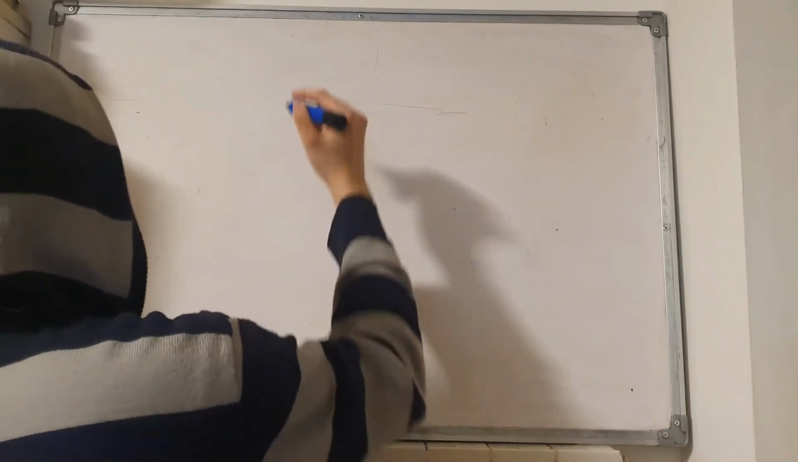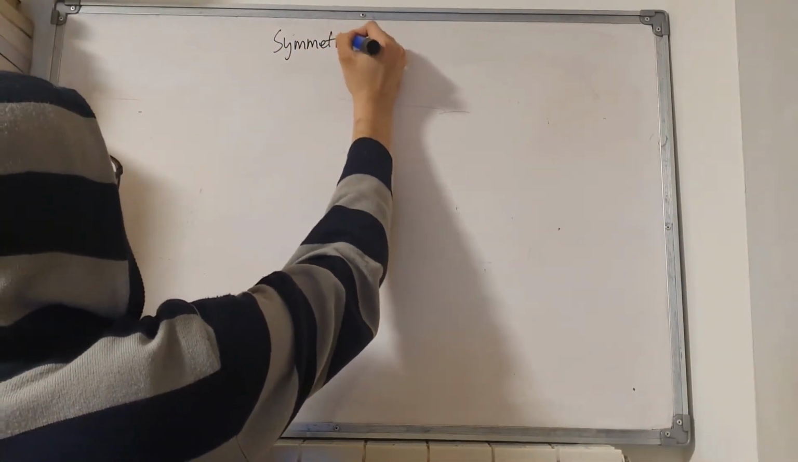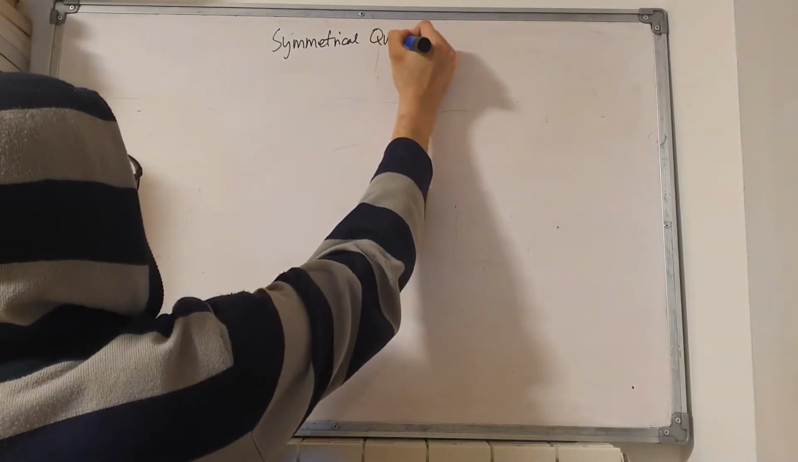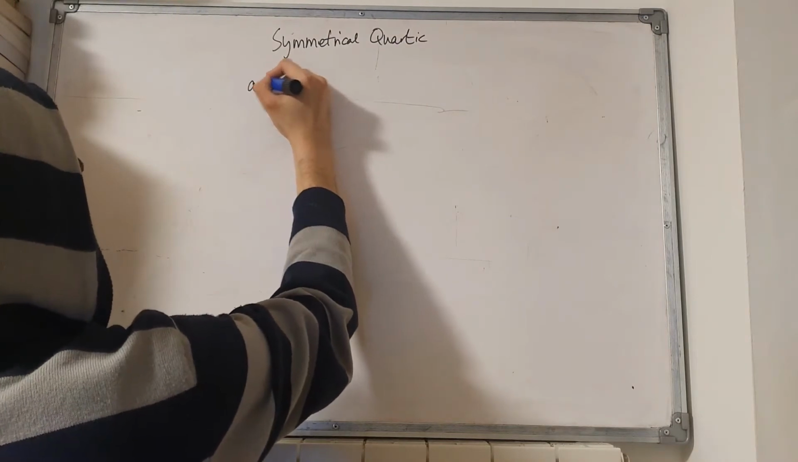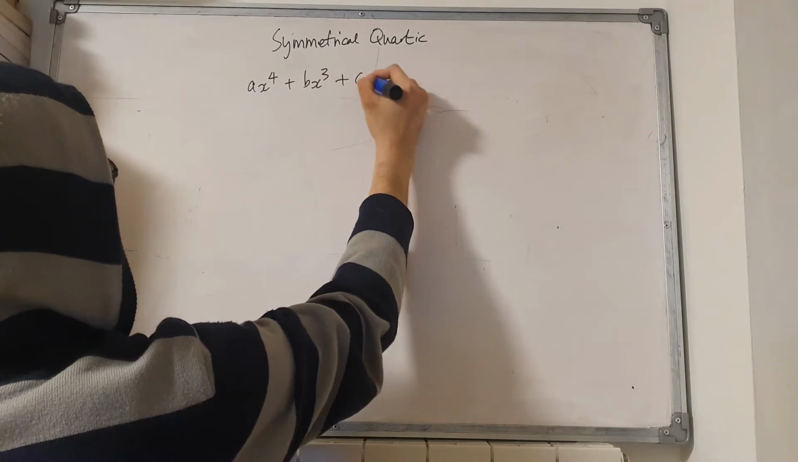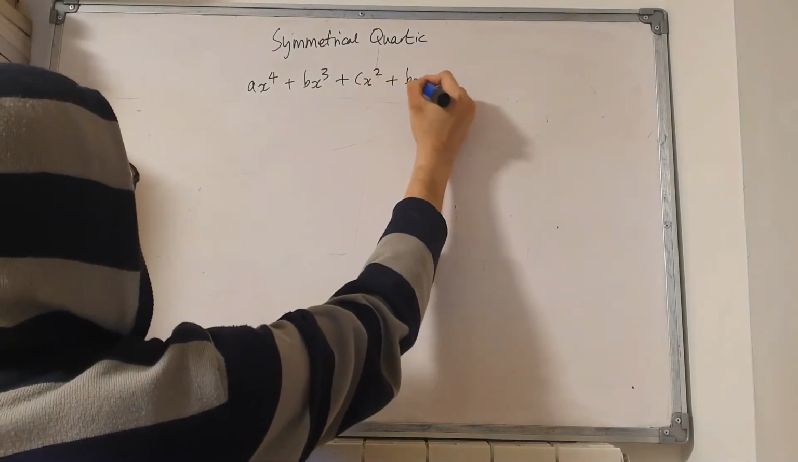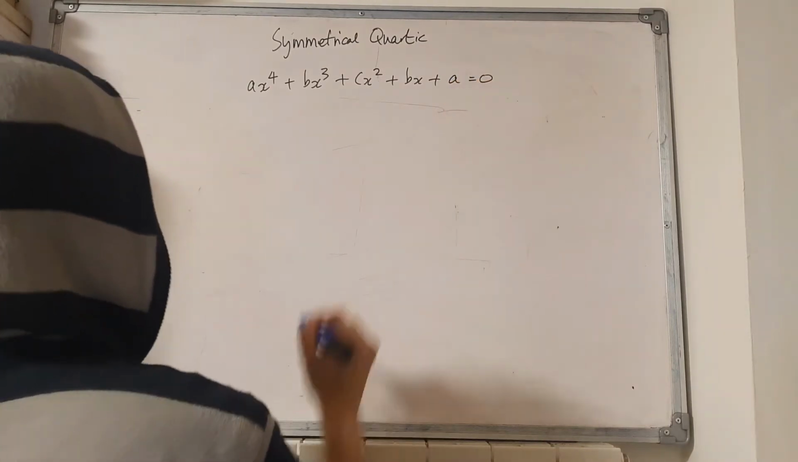We're going to be solving a quartic, so the polynomial has the highest degree of 4. Let's write the general equation. We're going to do a symmetrical quartic. So we have ax to the power 4 plus bx cubed plus cx squared plus bx plus a, and that's equal to 0.